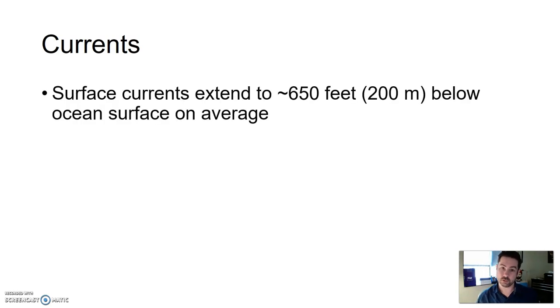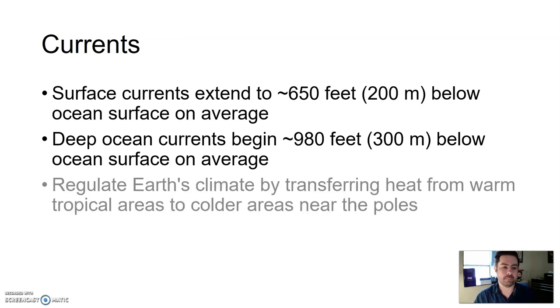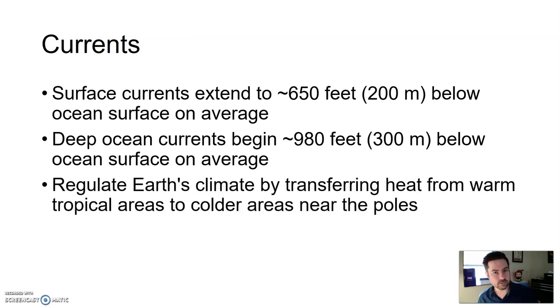So surface currents extend from the surface to about 200 meters below the ocean surface. That's 2 soccer fields. The deep ocean currents begin about 300 meters below the surface, and some of them can go as deep as the ocean floor. The currents really help, besides just moving water, to regulate Earth's climate by transferring heat from warm areas to colder areas.